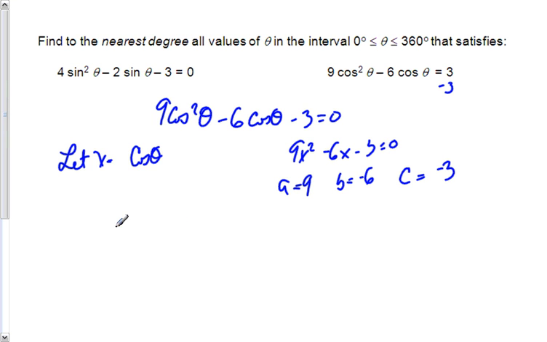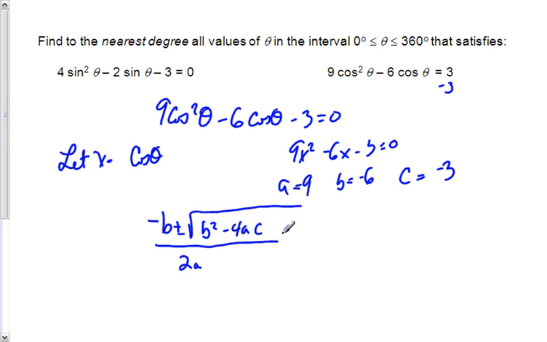Plugging that into my quadratic formula, which we should have memorized: negative b plus or minus the square root of b squared minus 4ac all over 2a. We plug in, a is 9, b is negative 6, so I have negative 6 plus or minus the square root of negative 6 squared minus 4 times 9 times negative 3, all over 2 times 9.